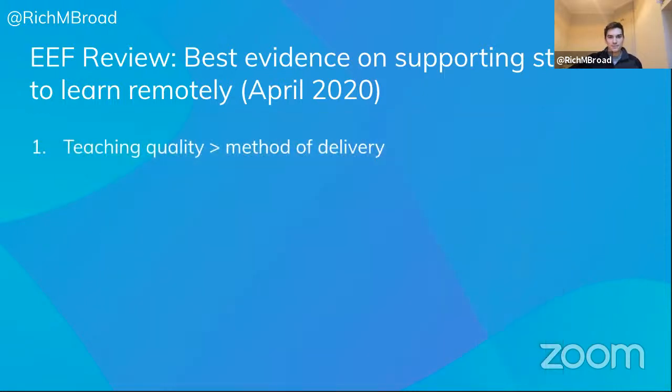So the first of the five recommendations made as part of this review is that teaching quality is more important than how lessons are delivered, which I think is really reassuring because what it means is that the practice you know to deliver lessons in person, all that same good practice still applies when you're delivering content remotely. So it's reassuring to know that pupils can learn through remote teaching as a starting point, but also that high quality teaching is still high quality teaching.